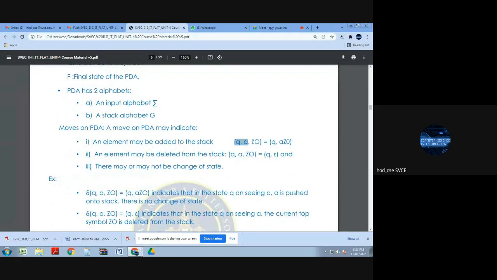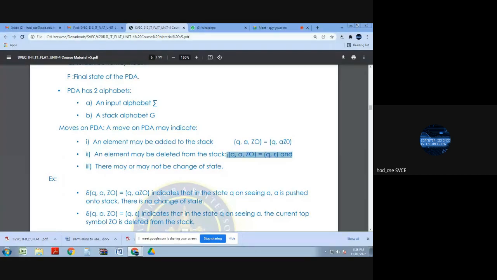See here, transition function examples. So a move in PDA may indicate that an element may be added to the stack, that is push operation we can perform, or else an element may be deleted from the stack, that is we may perform the pop operation, or else there may or may not be a change of the state. State might be the same as the previous one.